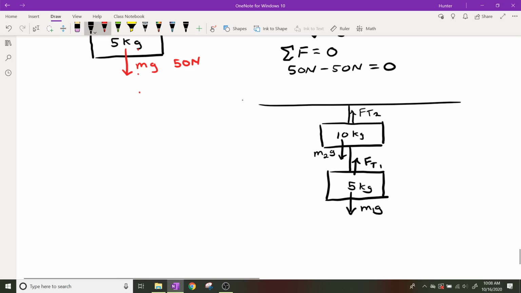So I'm going to go ahead and write those out. This one down here is 50 newtons down, so how about negative 50? The M2G is negative 100 newtons. The force of tension going up is going to be positive 50 newtons. And the force of tension pulling up here is going to be positive 150 newtons.